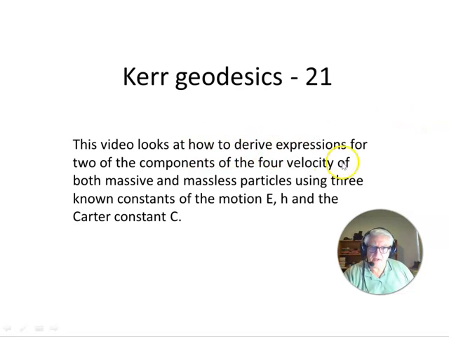In this video I'll look at how to derive expressions for two of the components of the four-velocity of both massive and massless particles, that's the r dot and theta dot components, using three known constants of the motion: the energy of the particle, its angular momentum about its axis of rotation, that's the phi component, not the theta component, and the Carter constant. And there's one other I should mention too, and that's the Hamiltonian. We should use the constant that comes from the magnitude squared of the four-momentum, or is related to it.